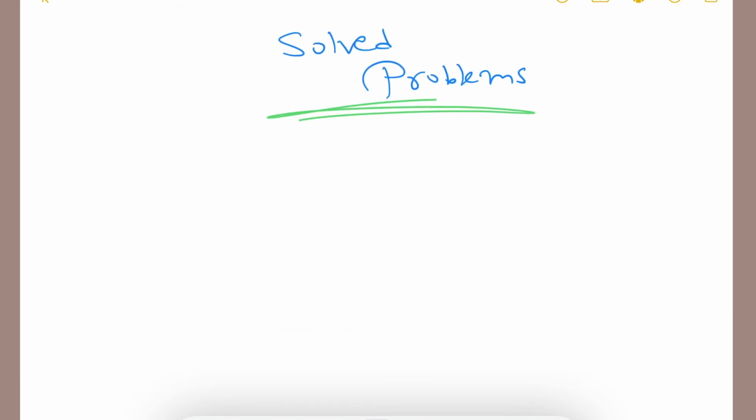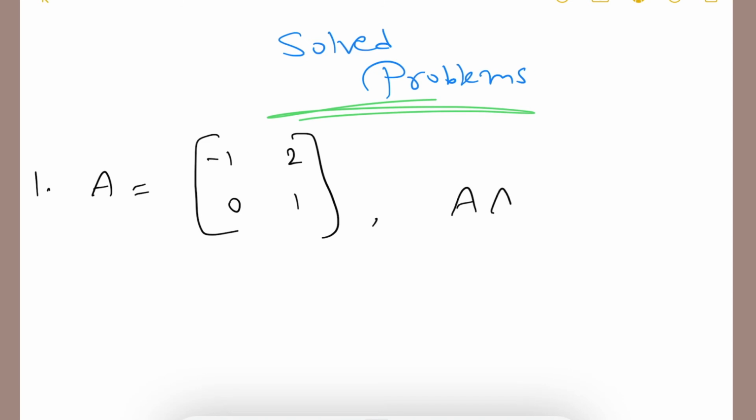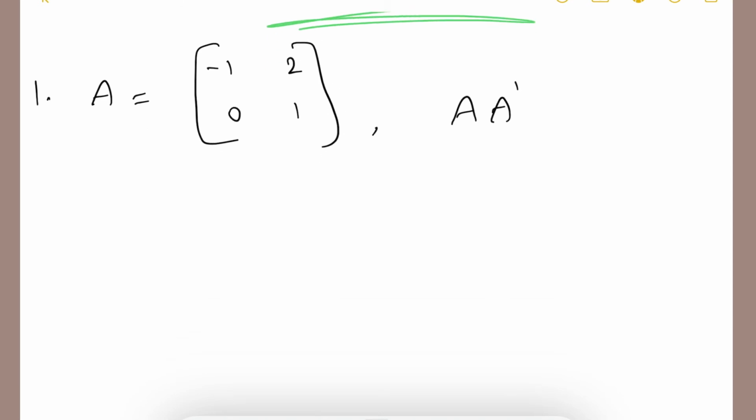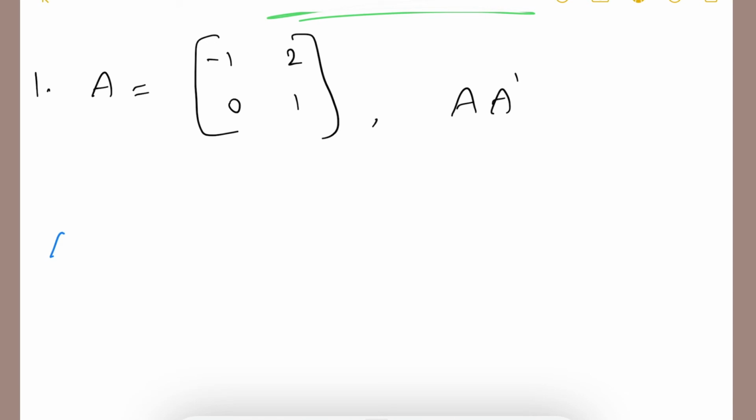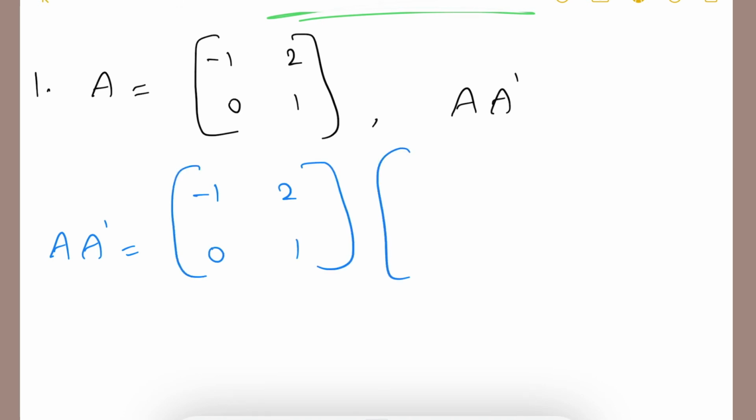Okay, the first question is, matrix A is equal to [-1, 2; 0, 1]. Then he is asking to find A into A transpose. Next, do A and A transpose commute with respect to multiplication of matrices. Let us check. First, let us find A into A transpose value. A into A transpose is equal to, A matrix is given in the question itself, [-1, 2; 0, 1] into A transpose. So simply this is the column, write it as row, -1, 0. This is the second column, write it as the second row, 2, 1.